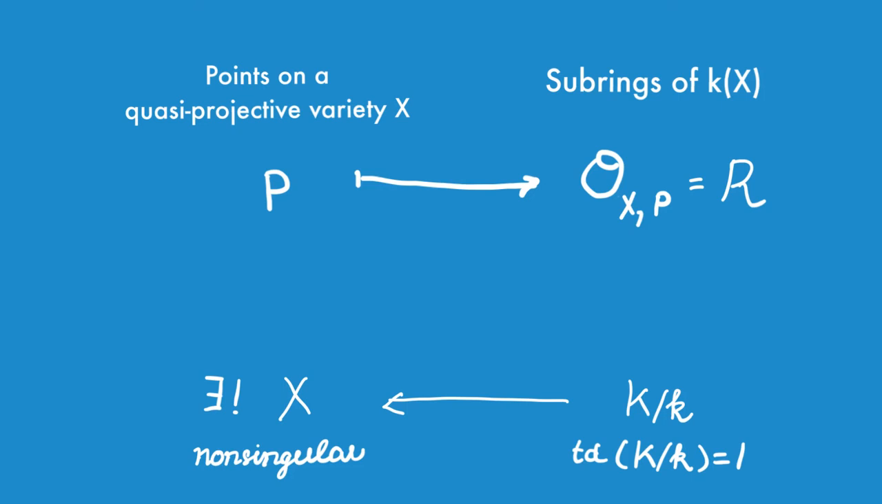Thus, our next question is, which subring of big K can be realized as the local ring of some non-singular variety? And for that, we need to understand the algebraic characteristic of the local ring at a non-singular point on a curve. That will be the topic of the next video.